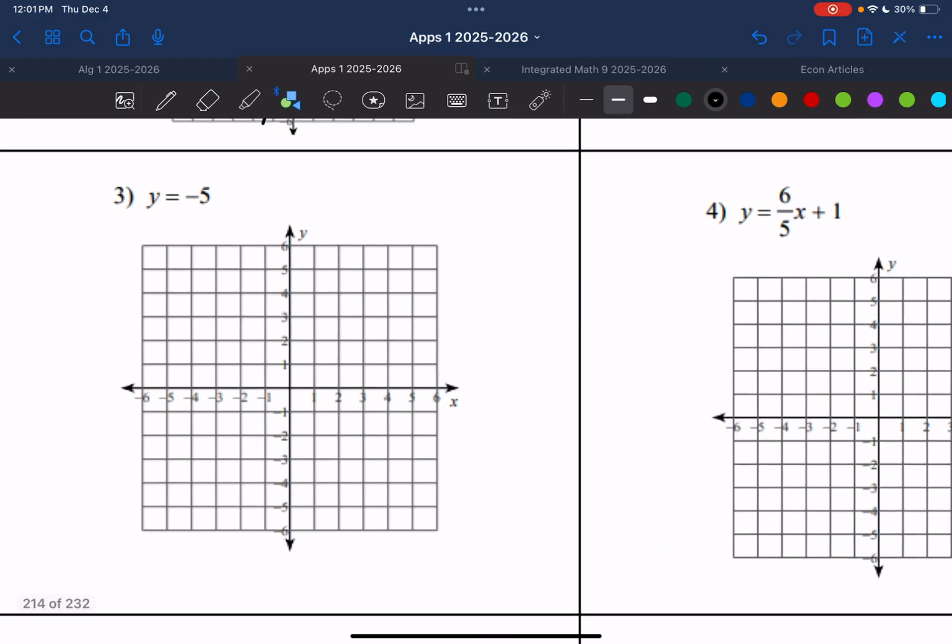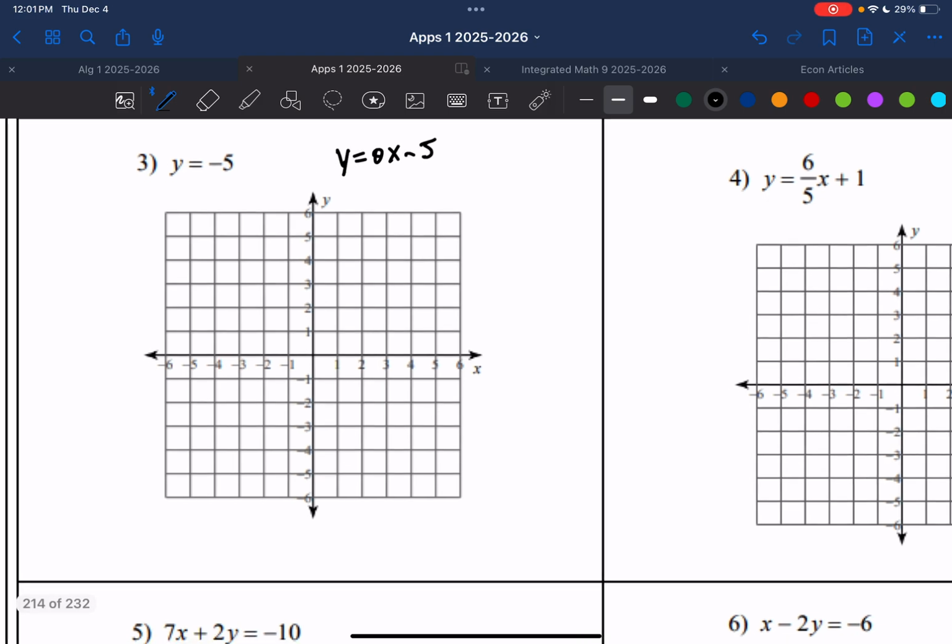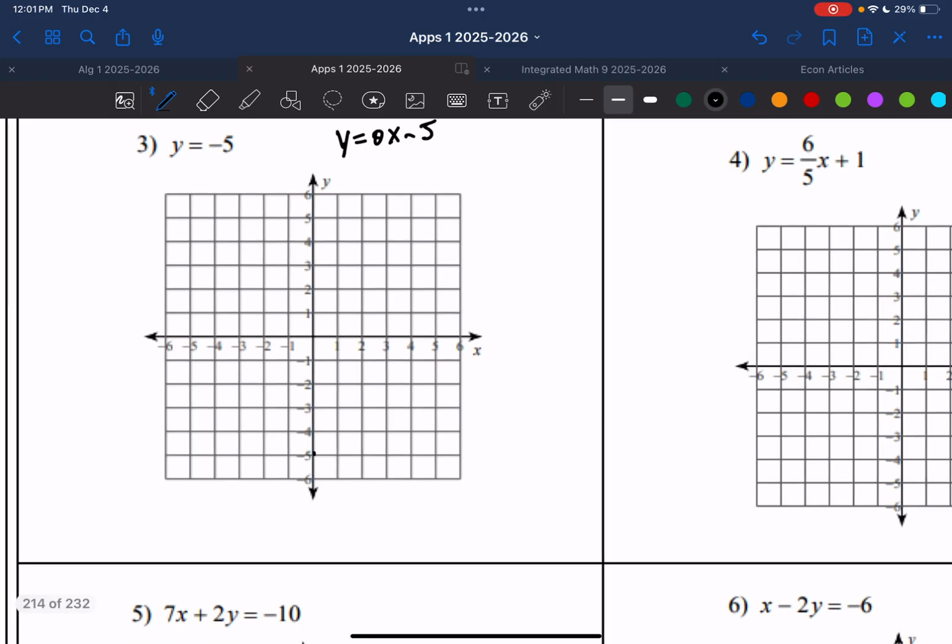Y equals -5. All right. So this one, we can think about it. Imagine this where y is equal to 0x minus 5. That's the same thing as saying y equals -5 because 0 times x is going to be 0. So we want to do our y-intercept of -5, and now when we have a run of 1, we have a slope of 0, so we have a rise of 0. So this is just going to be a horizontal line at y equals -5.